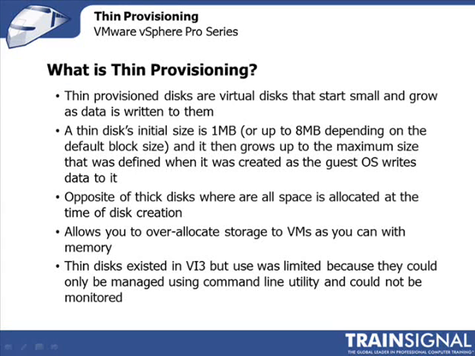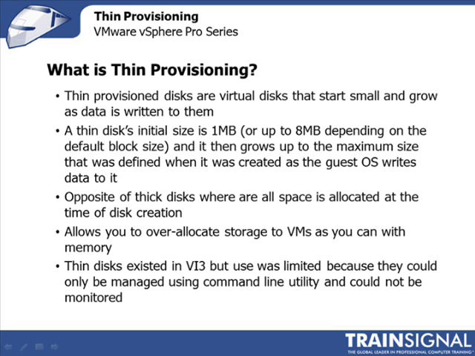Thin provision disks are virtual disks that start out small and grow as data is written to them. Unlike thick disks, where all space is allocated at the time of disk creation, when a thin disk is created, its initial size is 1 megabyte, or up to 8 megabytes depending on the default block size of your data stores. After their creation, a thin disk grows up to the maximum size that was defined when it was created, as data is written to it by the guest OS.